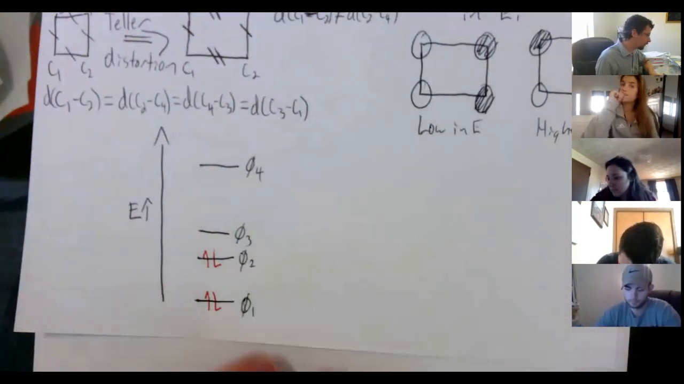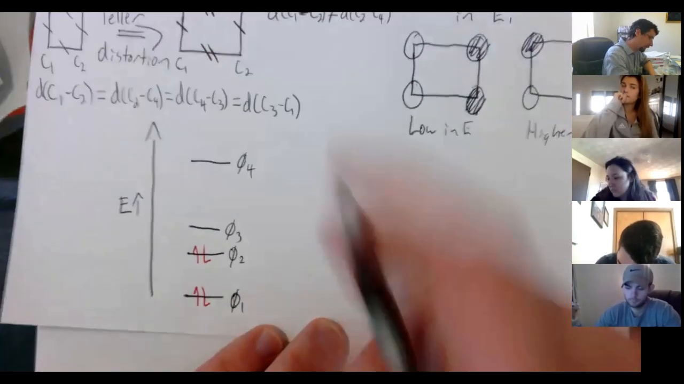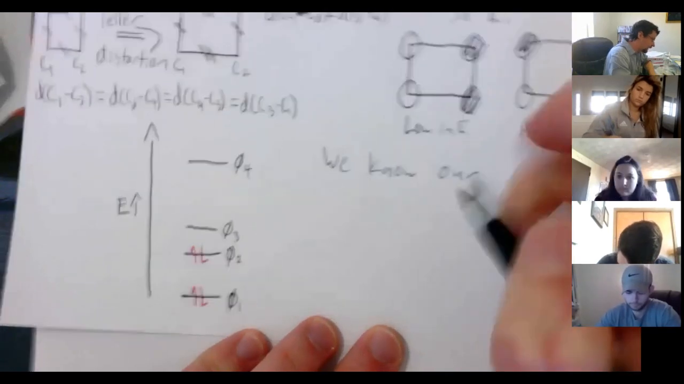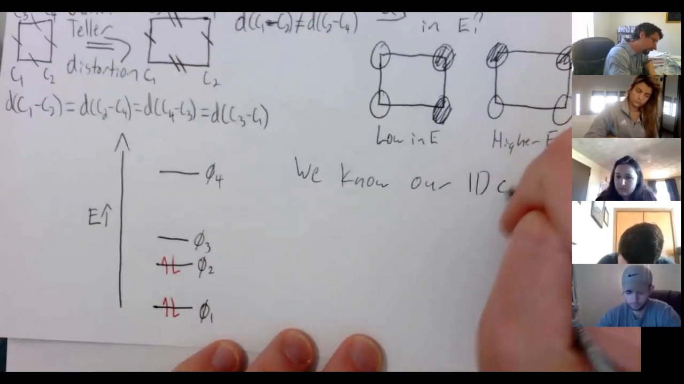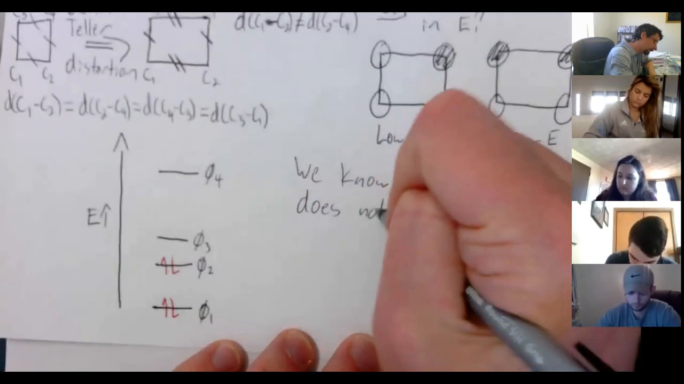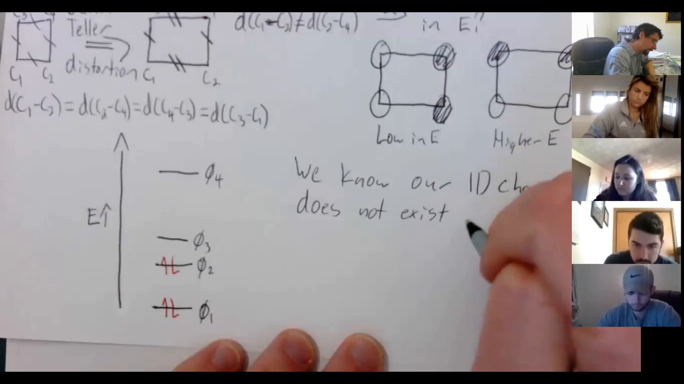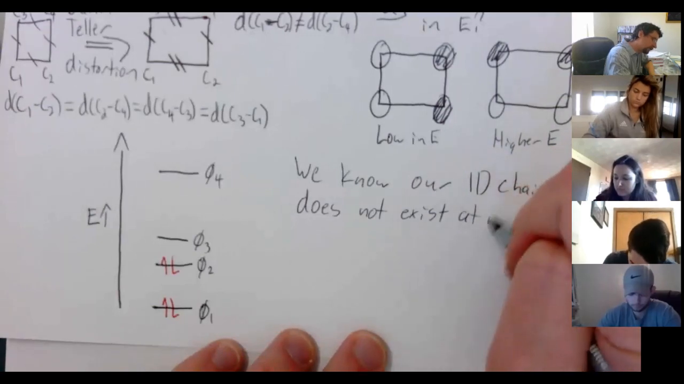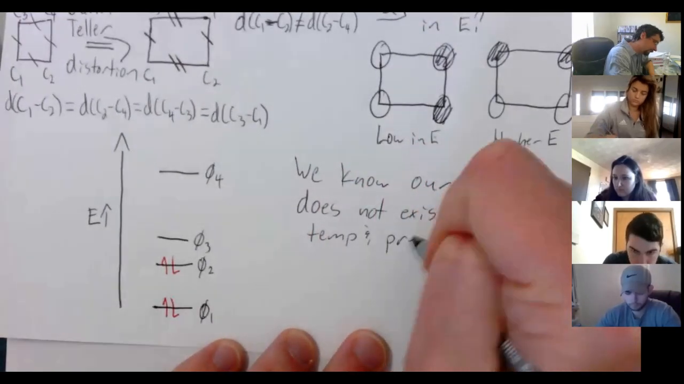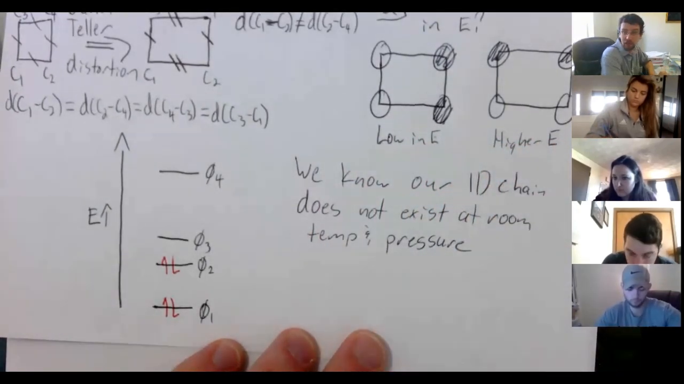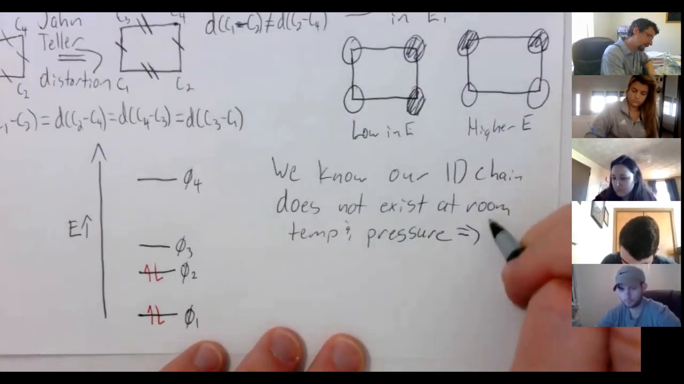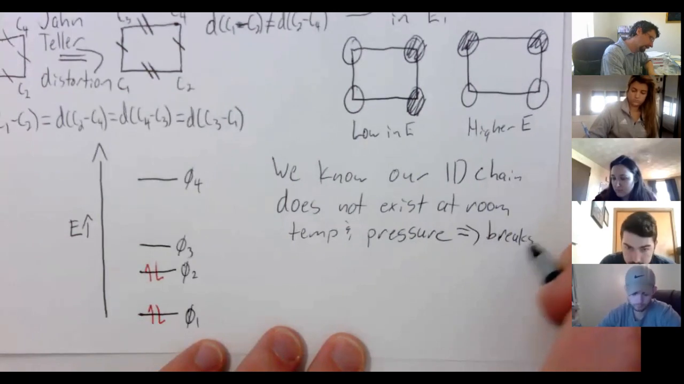Okay, so now let's go back to our 1D hydrogen chain. So we know our 1D hydrogen chain does not exist at room temperature and pressure. At really high pressures, we can get this to exist. And we said what happens to it? It breaks into H2, I think, right?